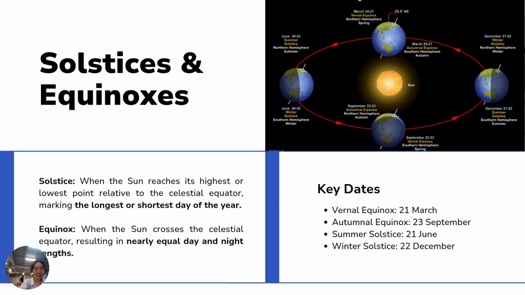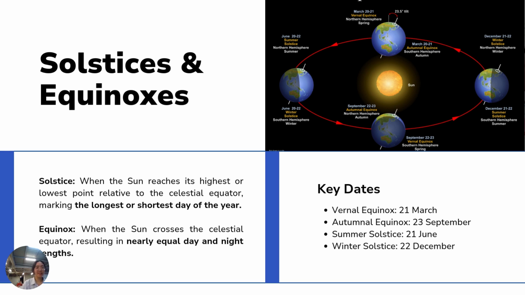The next one is solstices and equinoxes. A solstice is when the sun reaches its highest and lowest points relative to the celestial equator, marking the longest or shortest day of the year. An equinox is a day when the sun crosses the celestial equator, which results in nearly equal day and night lengths, as you can see from these diagrams.